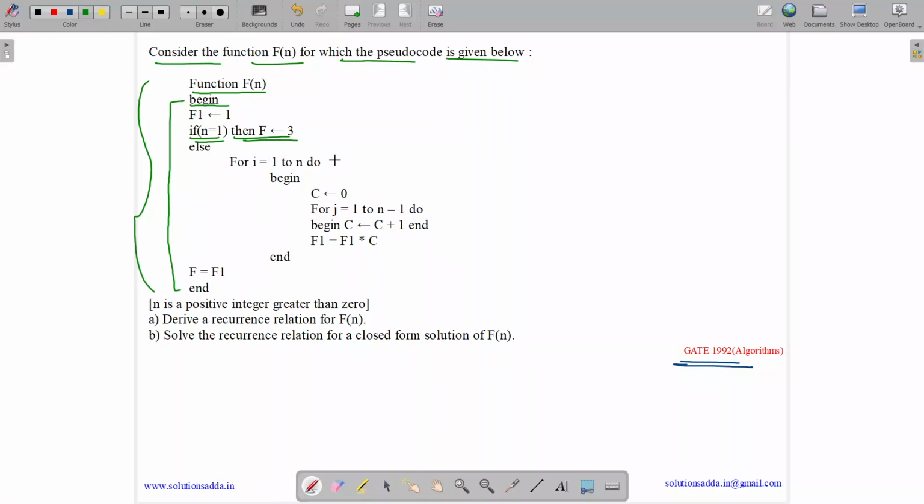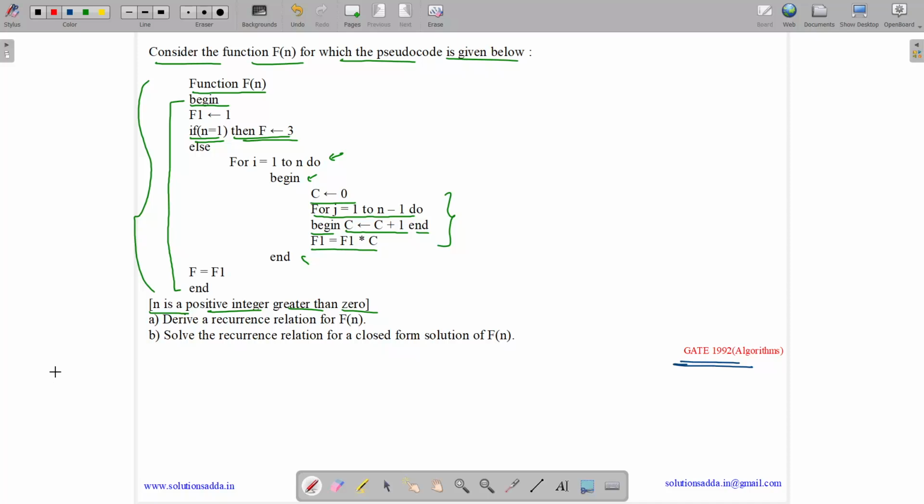Else we take a loop for i equals 1 to n, begin, end. In the loop we do c equals 0 and for j equals 1 to n minus 1, begin, c equals c plus 1, end, and f1 equals f1 into c, where n is a positive integer greater than 0. Then it is asking to derive the recurrence relation for fn.